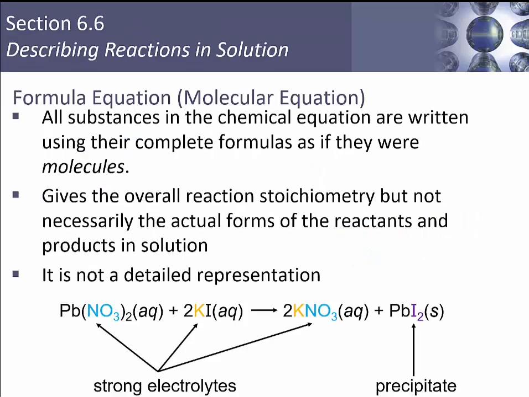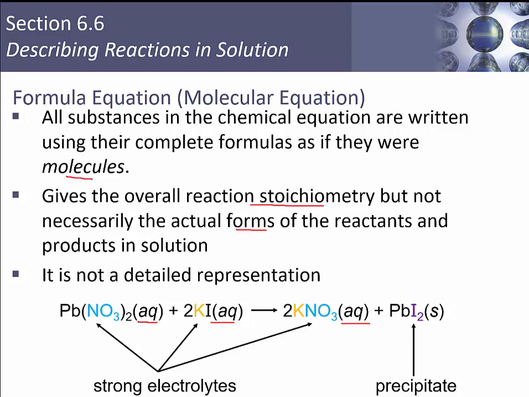So our molecular equation, or formula equation, has all the substances in the chemical equation written out using their complete formula as if they were molecules. It's going to give the overall reaction stoichiometry, but not necessarily the actual forms of the reactants and the products in solution. So here we've got lead nitrate reacting with 2 potassium iodides to form potassium nitrate and a precipitate, lead iodide. Right? And so here we've got this AQ, and this guy's an AQ, and this guy's an AQ.